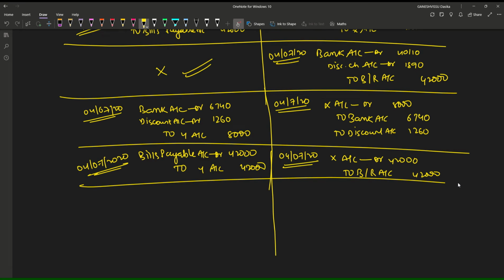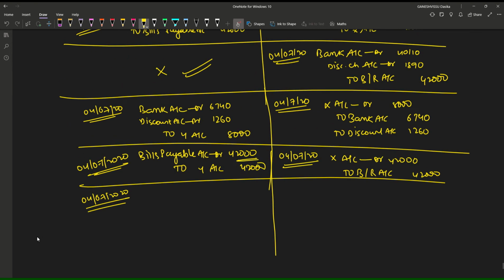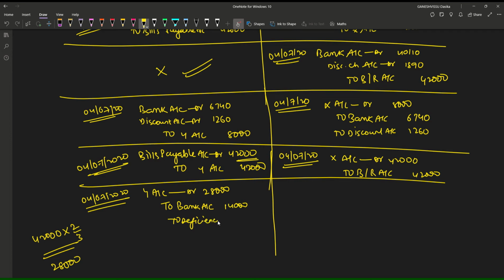Now what would be the thing? What would be in this case? Simply on 4/7/2020, what is the amount which is payable out of this 42,000? Out of this 42,000 we need to pay only two-third amount, that is 28,000. So Y account debtor 28,000, of which 50% is recovered. So to bank account 14,000, and to deficiency we are going to write, because there is no amount with us, that is to be transferred to deficiency account.